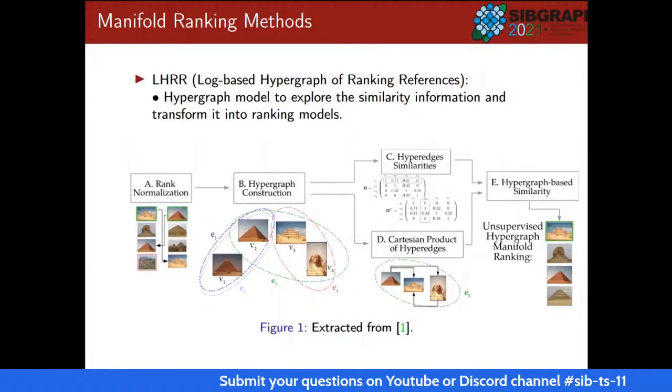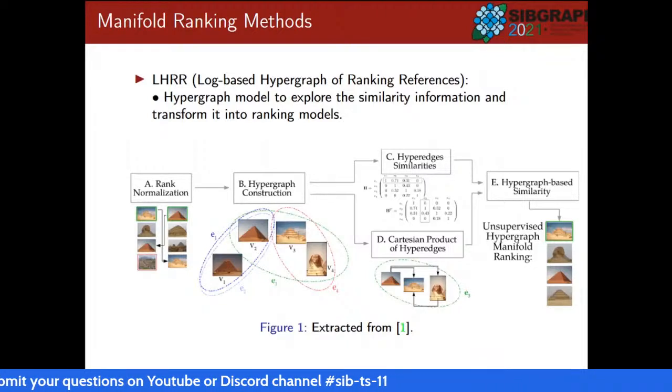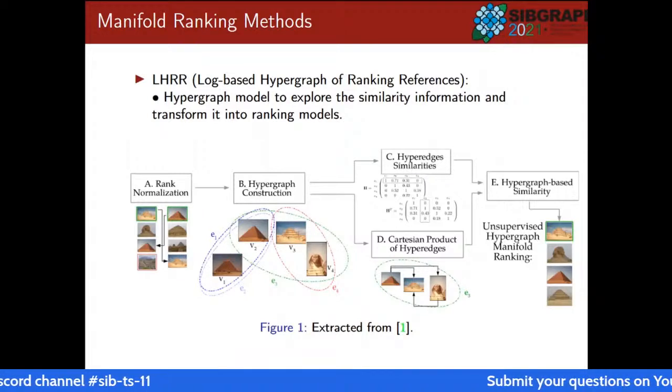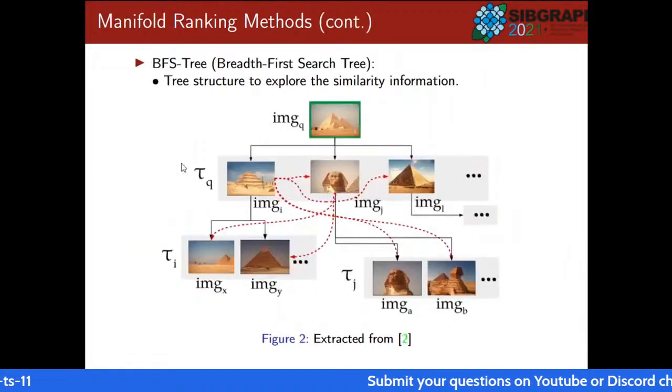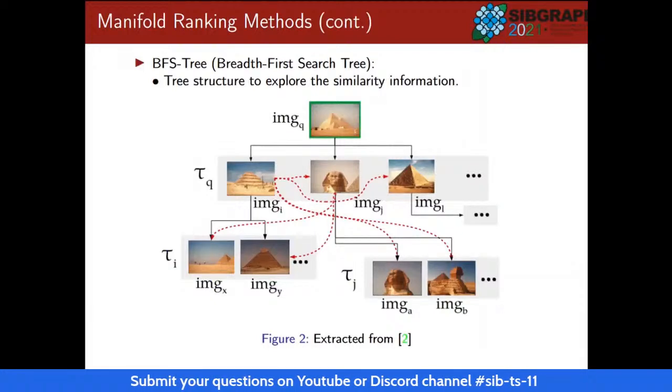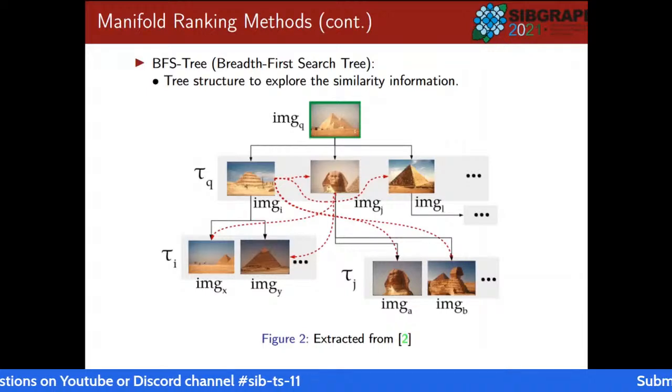Briefly describing the manifold learning methods used, the LHRR uses a hypergraph model to explore the similarity information and transform it into ranking models. And secondly, we have the BFS tree, which, using a tree structure, explores the similarity information encoded in the ranked list references.